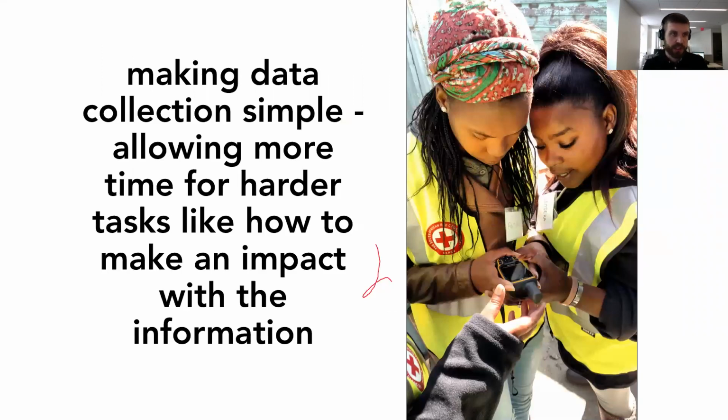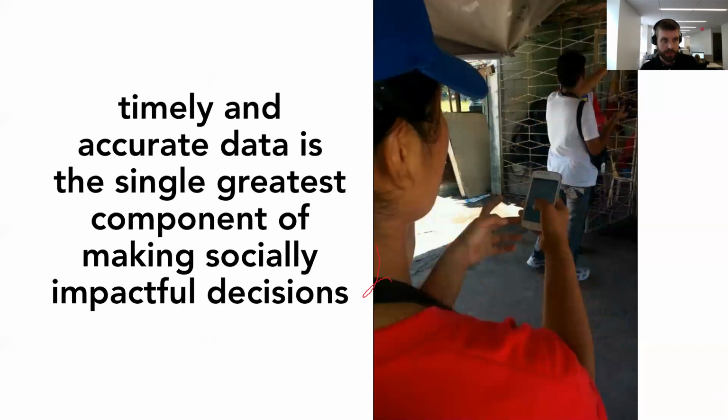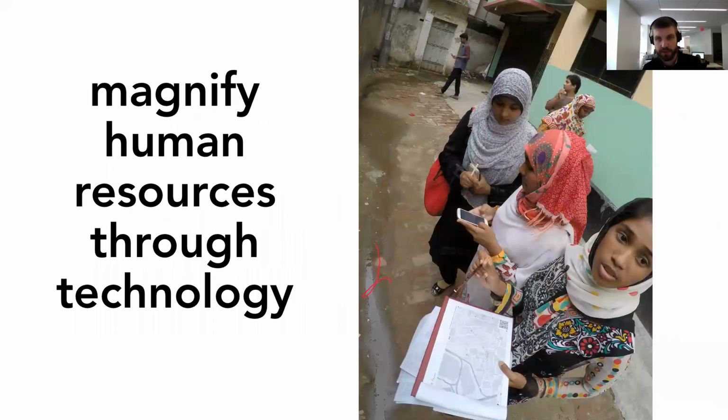So really, mobile data collection is about making data collection simple so that you have more time on making an impact with the information. Timely and accurate data, I don't know about the single greatest, this is somebody else's quote, but is definitely a major component of making socially impactful decisions. And it's about magnifying human resources through technology. This is a quote from the ODK project, part of their initial mission.